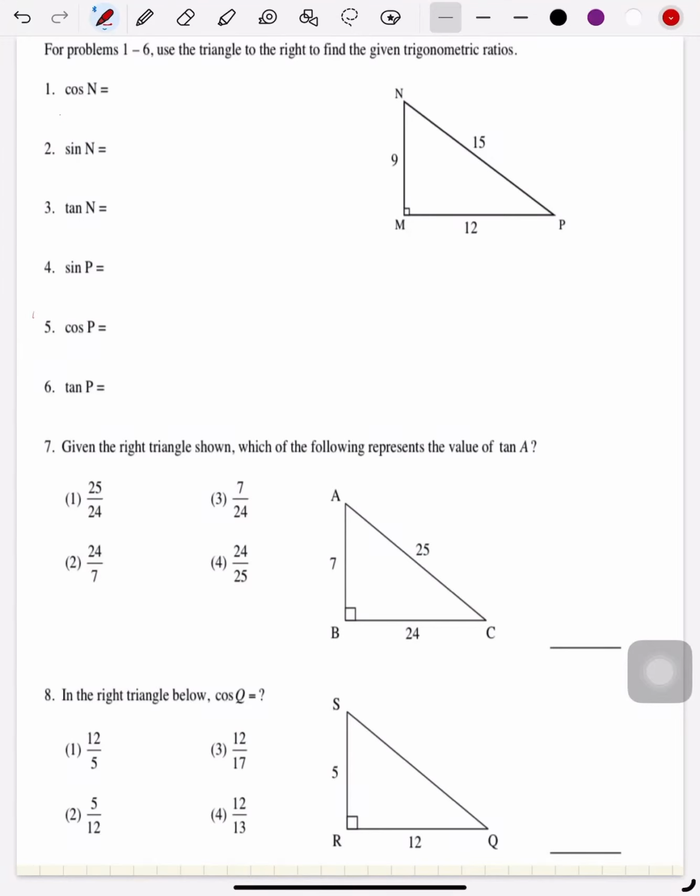Hi guys, let's solve this question of trigonometric ratios. The formula that we already discussed. This is cos and we need to find it for the acute angle N. So this is the location of the acute angle N, and for this acute angle N, I should decide what is opposite and adjacent.